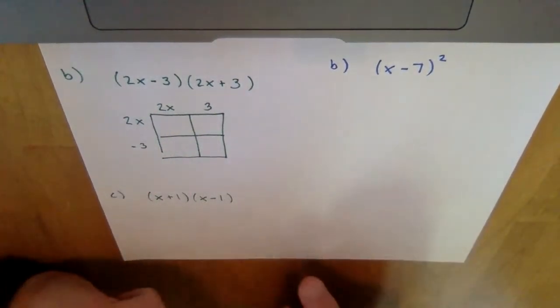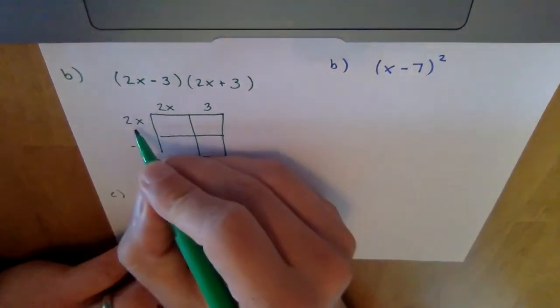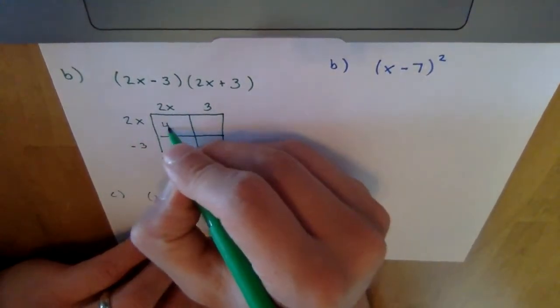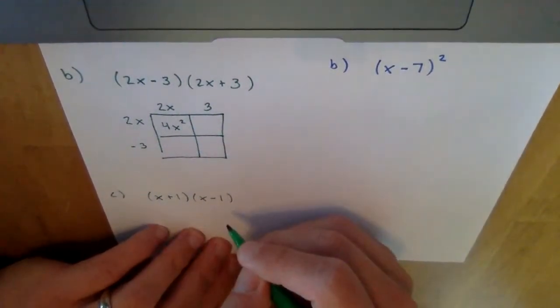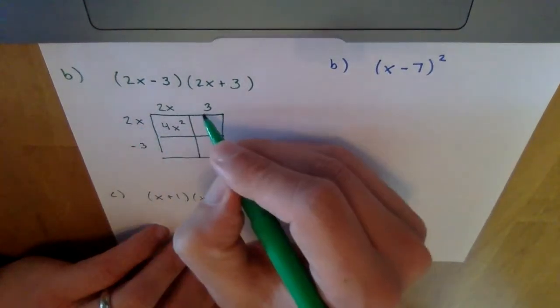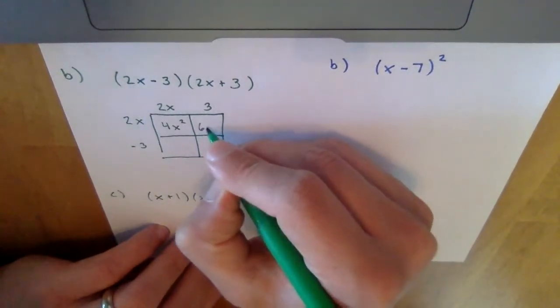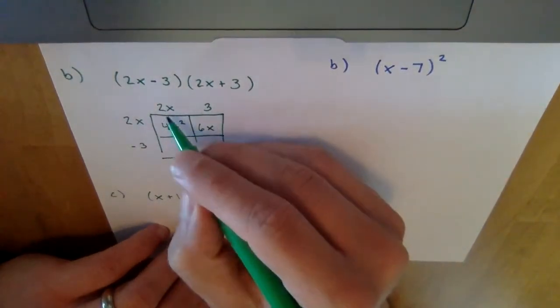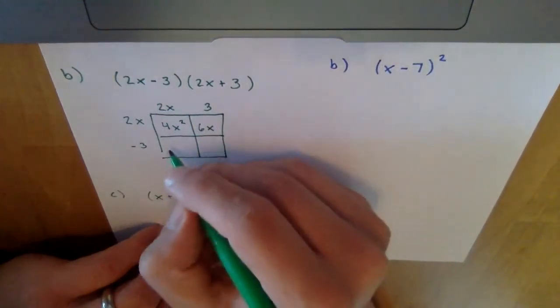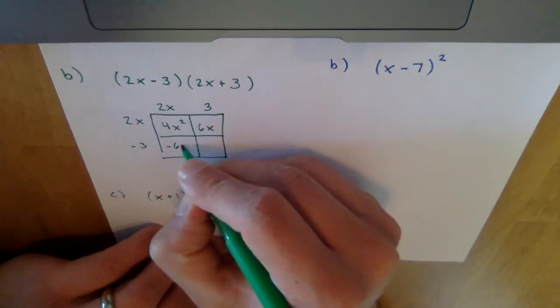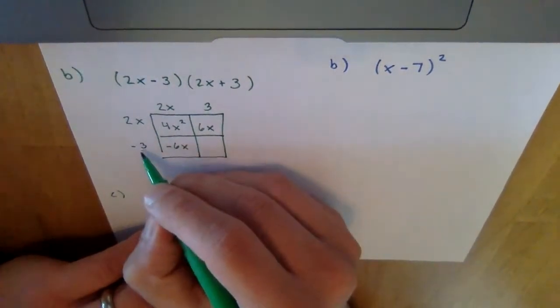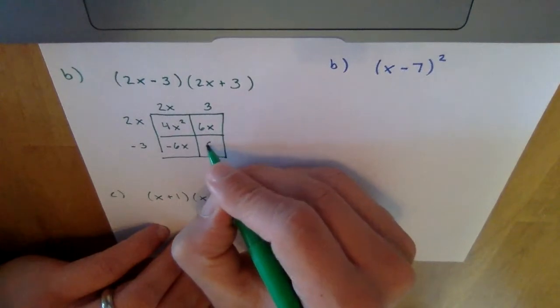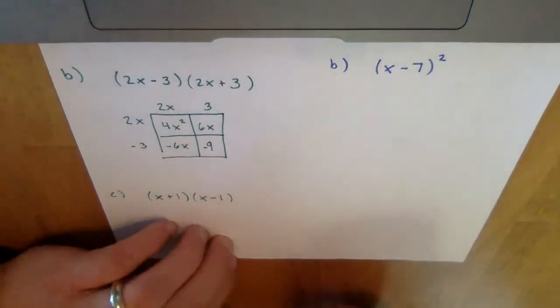And now I'm going to fill this in like a multiplication table, right? So 2x times 2x is 4x squared. And 2x times 3 is 6x. To the bottom row here, 2x times -3 is -6x. And -3 times +3 gives me -9.